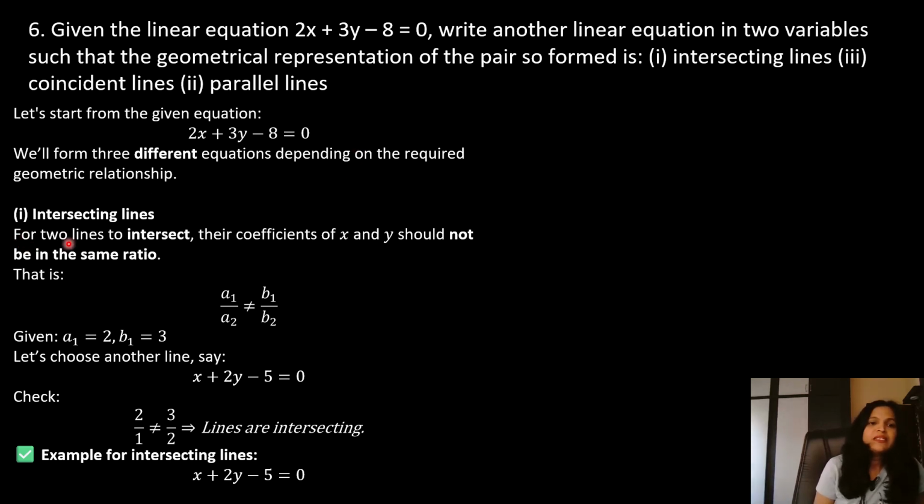Okay. First one is intersecting lines. For the two lines to intersect, their coefficients of x and y should not be in the same ratio. This is the requirement. a1 by a2 is not equal to b1 by b2. But we have only one equation here.